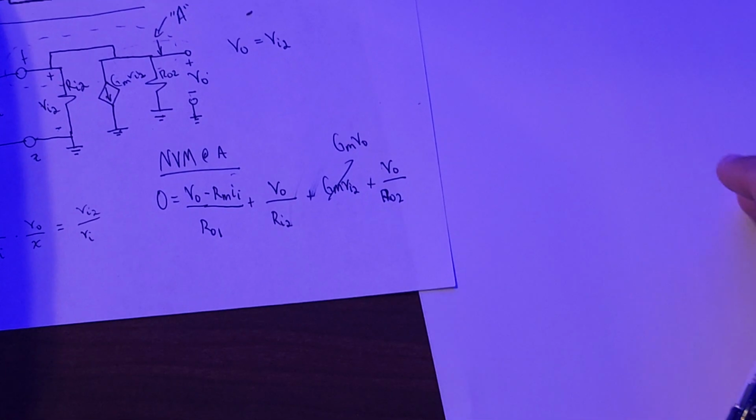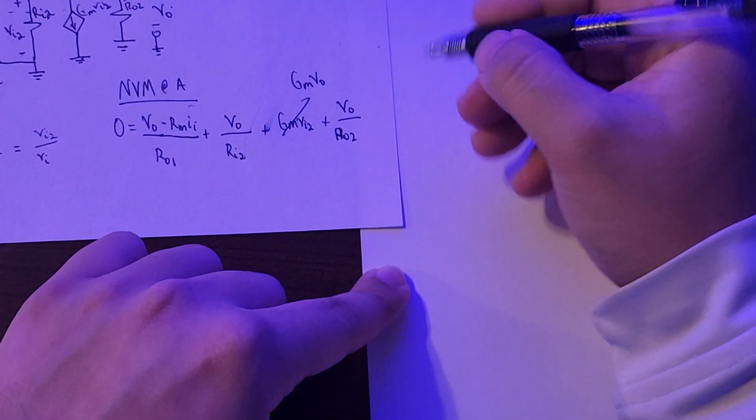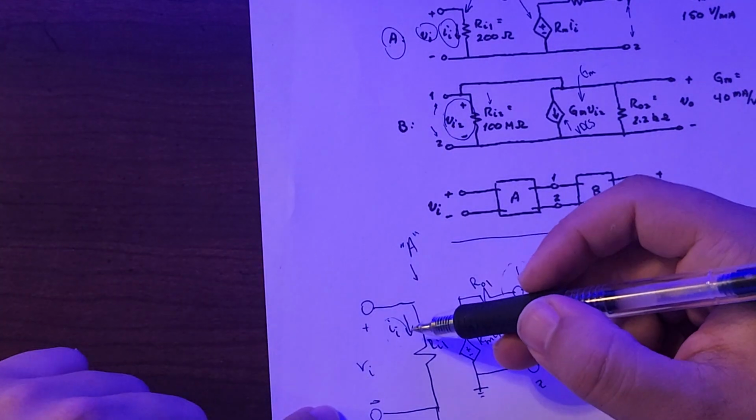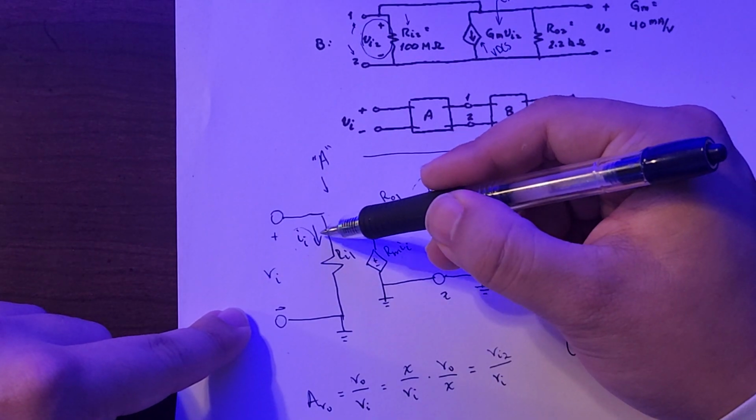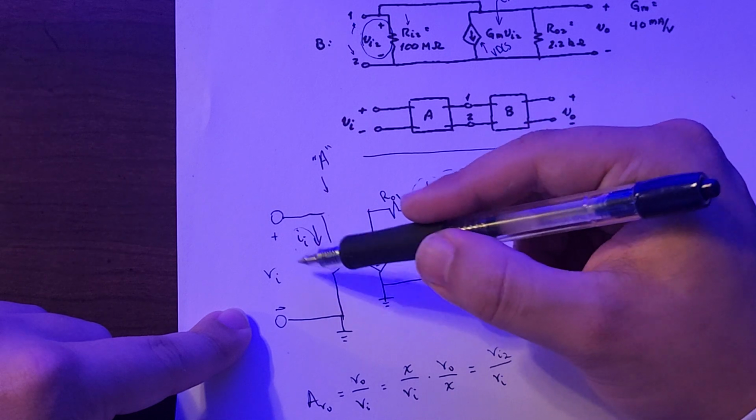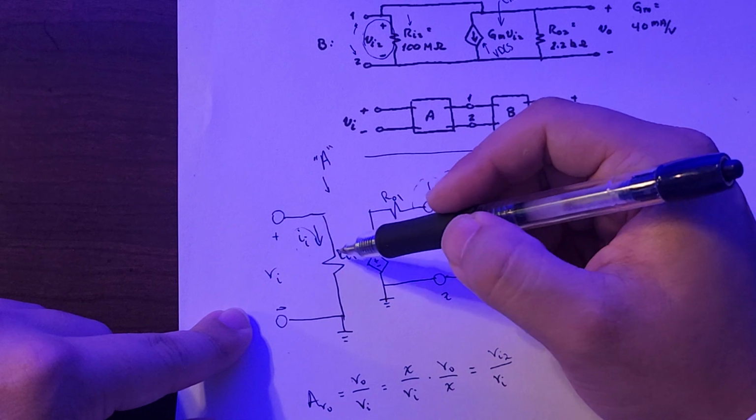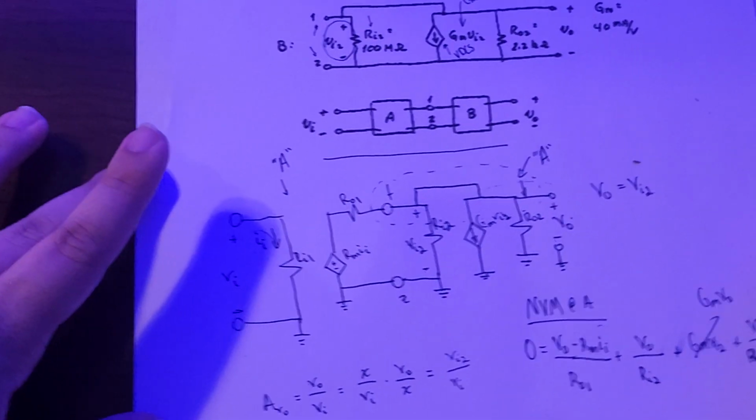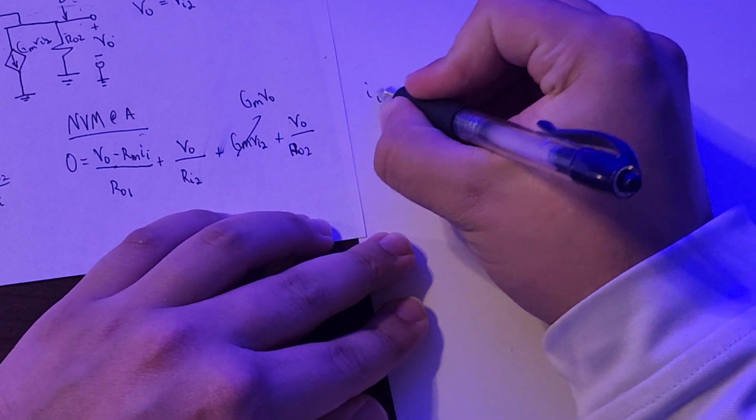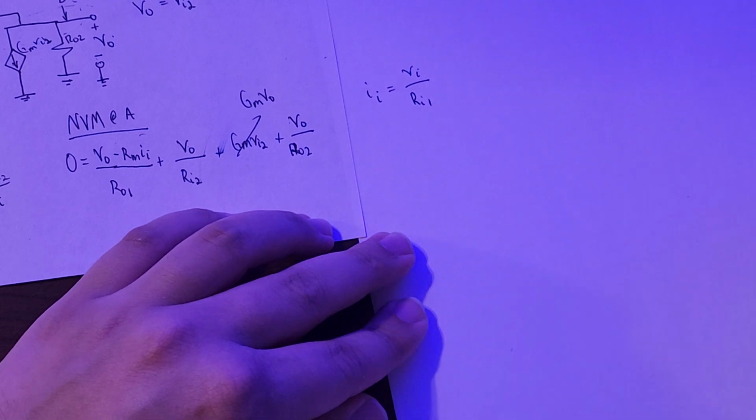Okay, so what we're going to do here now, let's go back here, actually. II is what? II is VI divided by Ri1. This is the current going through Ri1. VI is the voltage across Ri1. We do a little bit of Ohm's law. We have II is equal to VI over Ri1. So let's write that down. That's pretty important. So we'll say II is equal to VI divided by Ri1.